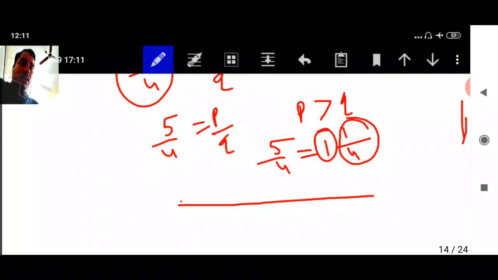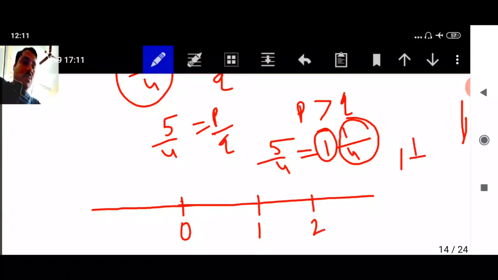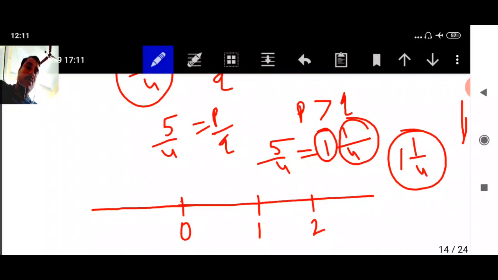So here the number line 0, 1, 2 means this number 1 and 1 by 4 lies between 1 and 2, because it is greater than 1 and less than 2. Means 1 is the whole number and the next whole number is 2. So 5 by 4 lies between 1 and 2.